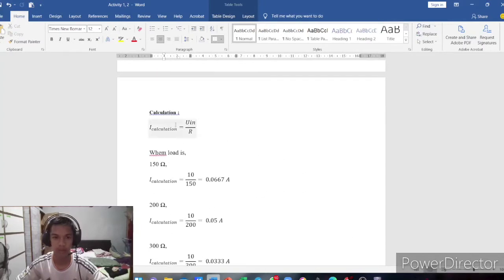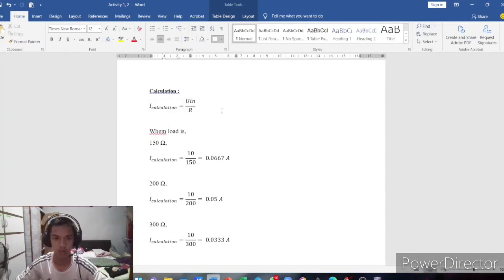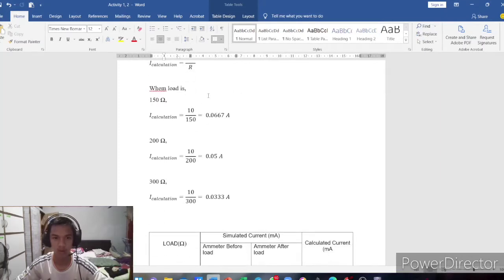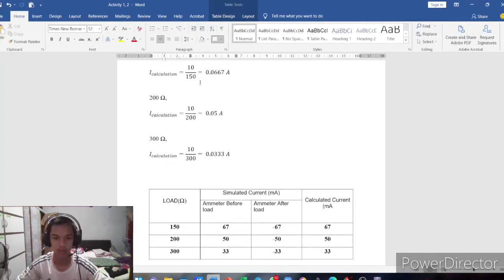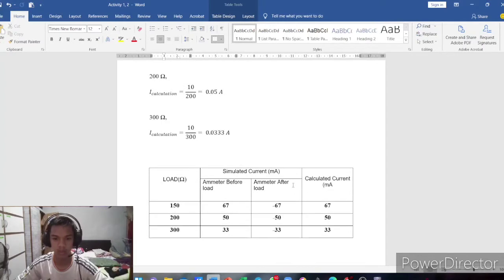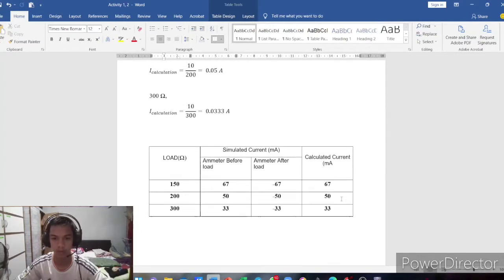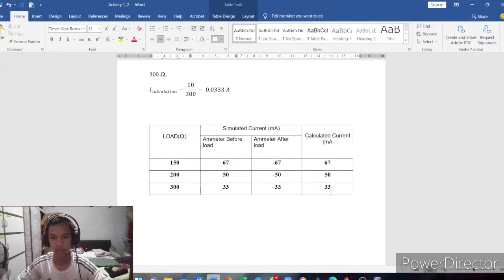Then for the calculation, we use the formula I calculation equal to U input over R load. Then we get the same value, 67 milliampere for 150 ohm, 50 milliampere for 200 ohm, 33 milliampere for 300 ohm.